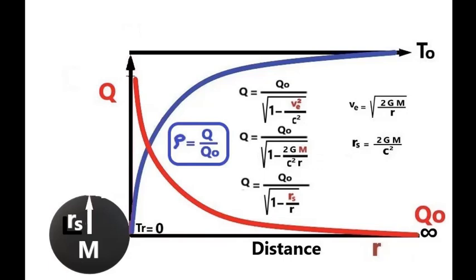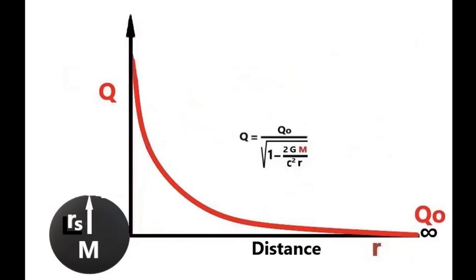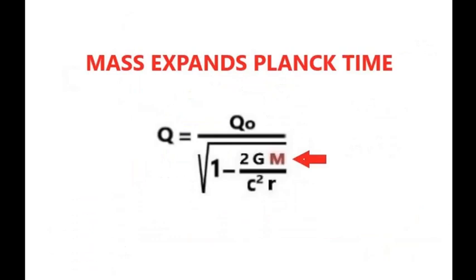And we can have the variation of the Planck time q in the gravitational field, which expresses how the Planck time expands as we approach the center of mass. Yes. Mass expands Planck time.